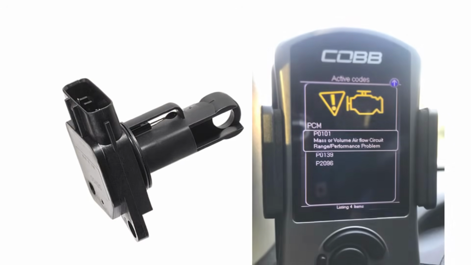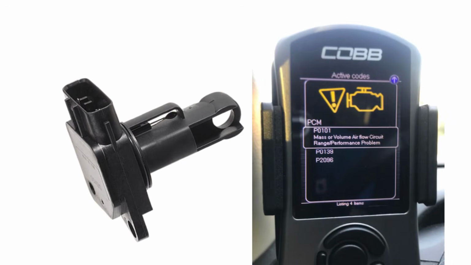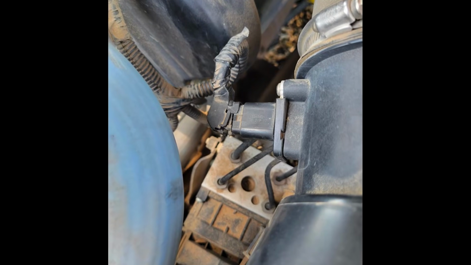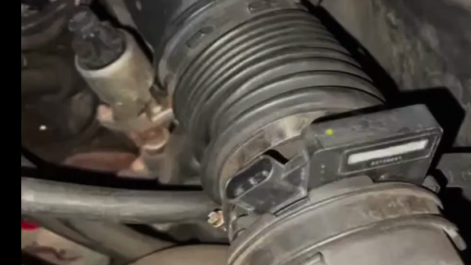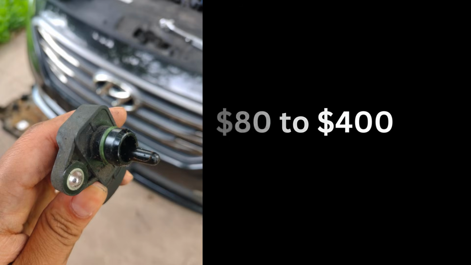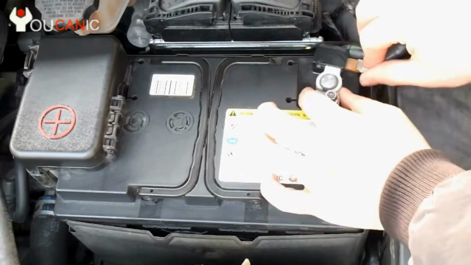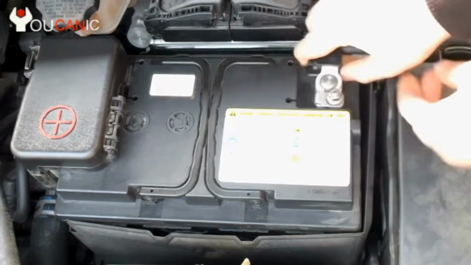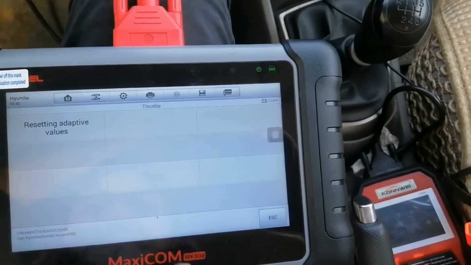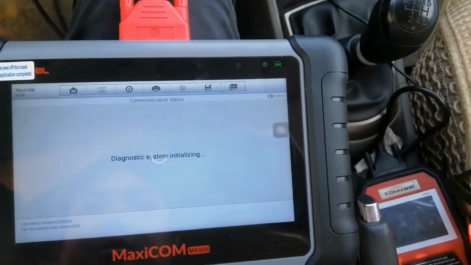If error codes related to the MAF sensor like P0101 keep returning after cleaning, it likely means the MAF sensor is faulty. Depending on the make and model of the vehicle, replacing a faulty MAF sensor is a simple job that costs between $80 to $400. During replacement, make sure to first disconnect the battery terminals before removing the old sensor. After replacement, reset the ECU by clearing existing trouble codes with an OBD2 scan tool.